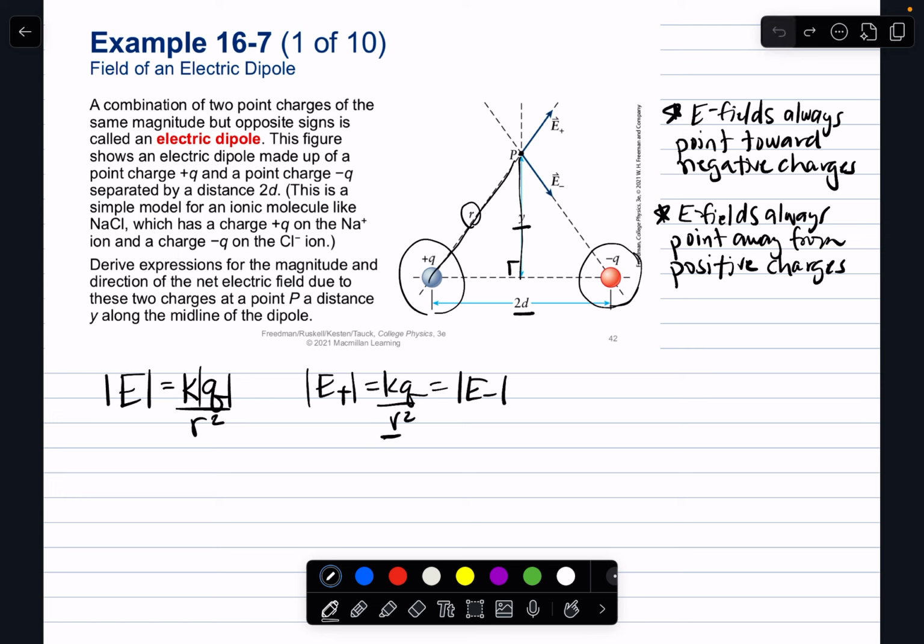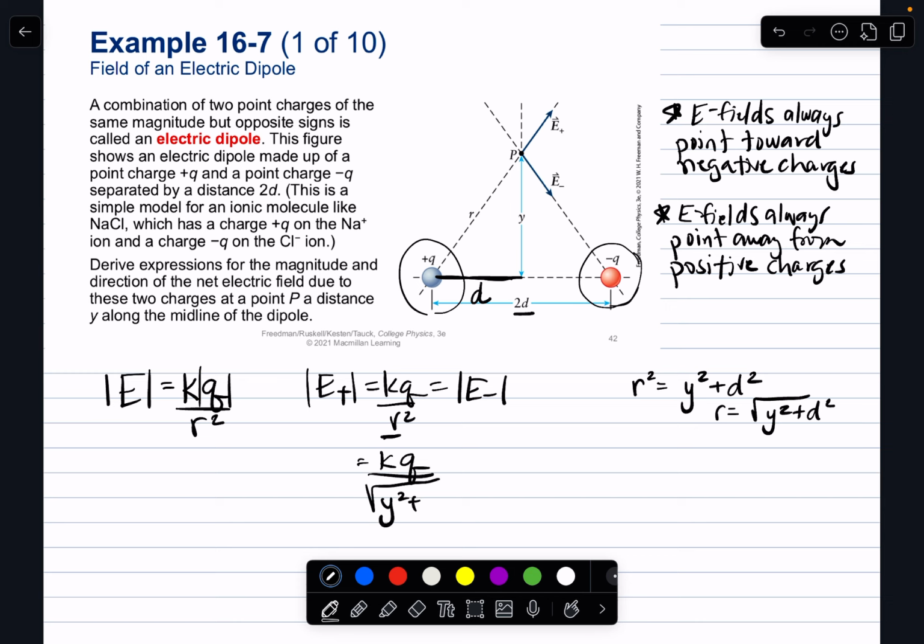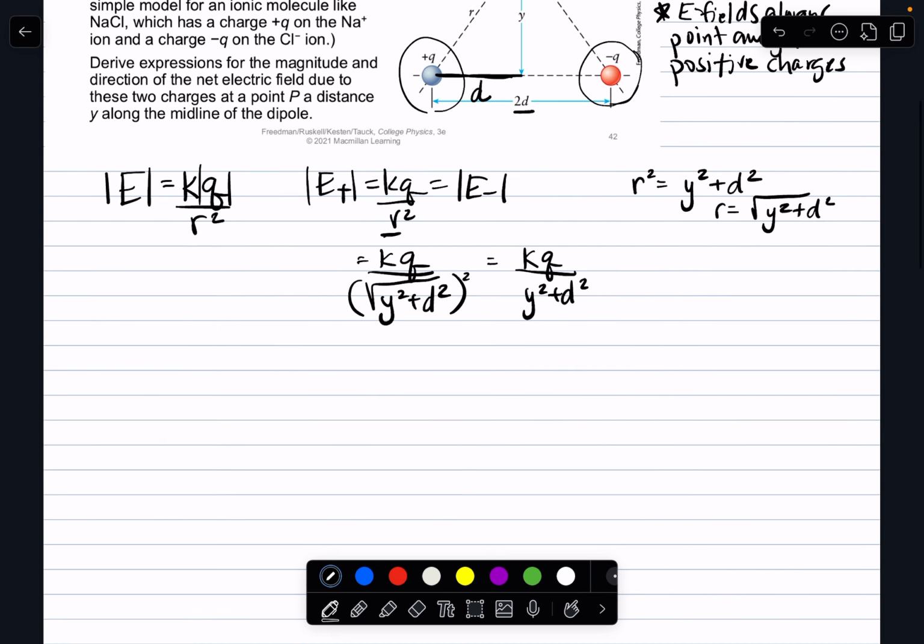Let's find out what R is. R is the hypotenuse of the right triangle. Y is the height. And what is this side? This is D, not 2D, but D. That makes R equal to the square root of Y squared plus D squared. So we can plug that in here. That whole quantity is squared, which just gives us back Y squared plus D squared. So there's our magnitude of E.